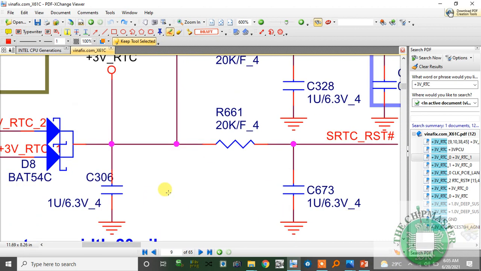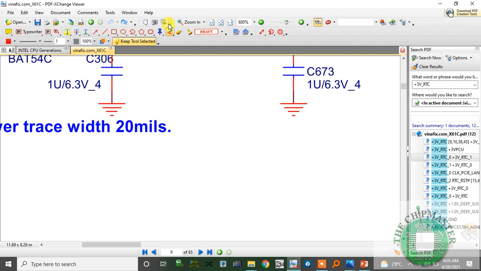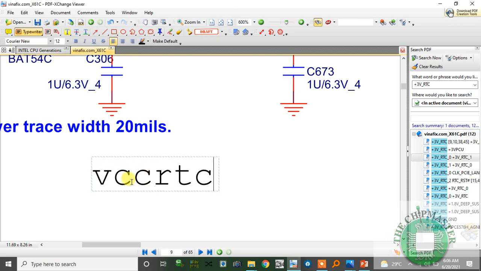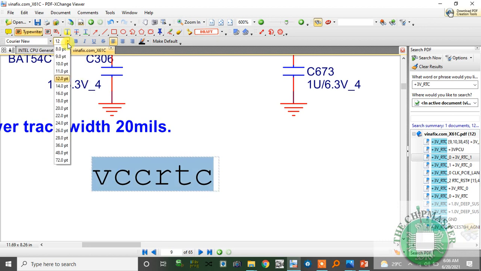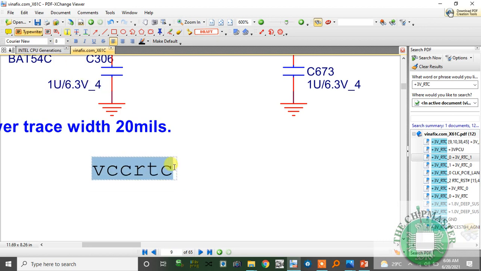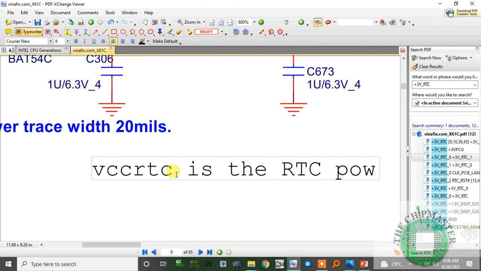So this voltage is 3V. Let me just get my text tool. So this voltage, VCC RTC, is the RTC well power supply.